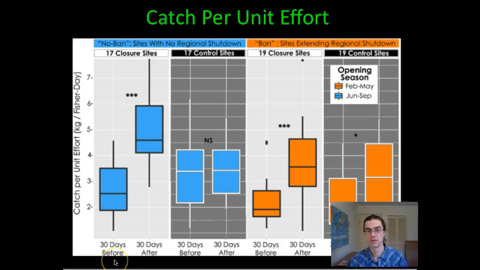And some of the statistics are graphed out for us with this no-ban site, these sites with no regional shutdown, for two different seasons, right? So February through May, or June through September, 30 days before and 30 days after, and that's how the data are separated. And it's speaking to how these closures really increased catch per unit effort, especially at these sites with no ban, the sites with no regional shutdown. These are the two villages where there wasn't a regional ban, but they themselves implemented a village-wide closure on their village waters.